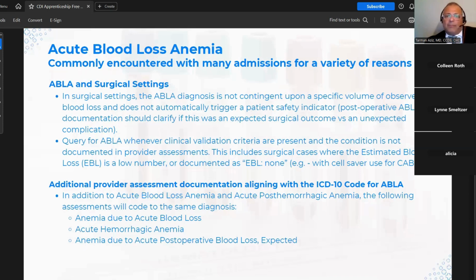So it's a matter of letting providers know if a surgical procedure is particularly vascular and it's known to drop the hemoglobin, simply write acute blood loss anemia, comma, expected. It's enough. If it's truly a clinical setting where it is expected, there will be no consequences for the provider.